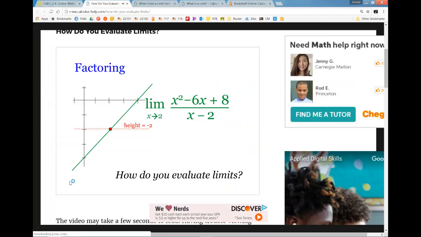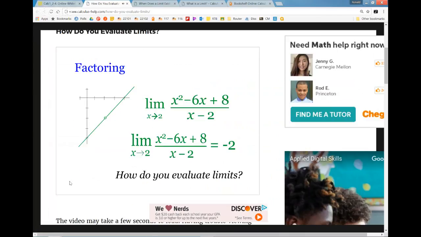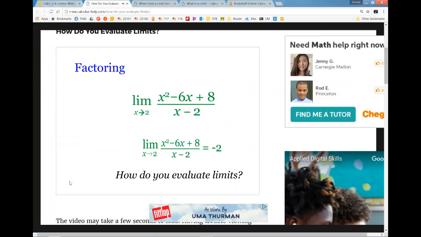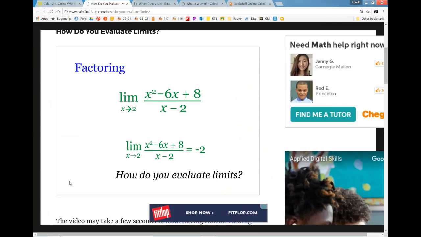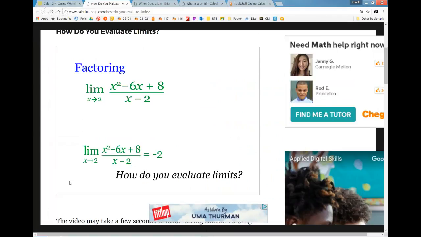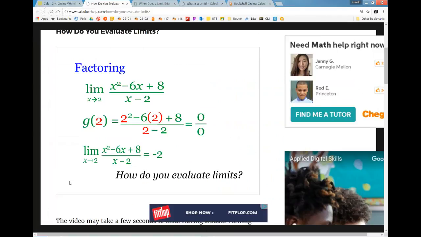It had a hole in it at the coordinate 2, negative 2. And we concluded from that the intended height was negative 2, making it the limit. However, it would be nice to be able to figure out why this is true mathematically. And to do that, we'll have to use the factoring method. As you can see, and as we saw before, direct substitution results in 0 divided by 0, which is not allowed. So we'll have to resort to this new method.